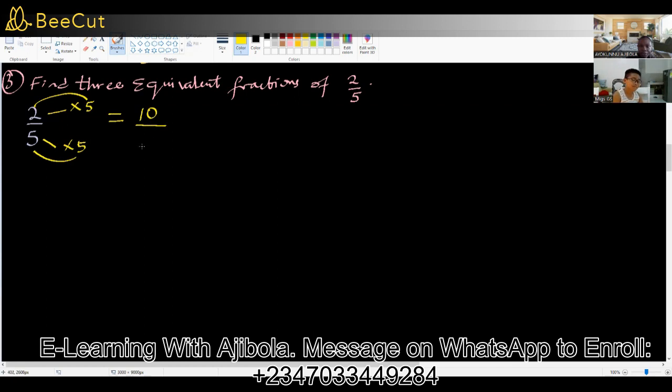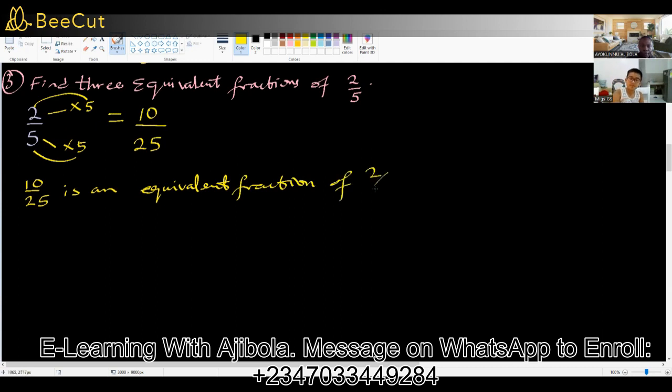And what will be my answer here? 5 times 5. 25, correct. 10 out of 25. Yes, we can say 10/25 is an equivalent fraction of 2/5. Is that clear now? Fine. 10/25 is an equivalent fraction of 2/5. Is that clear now?